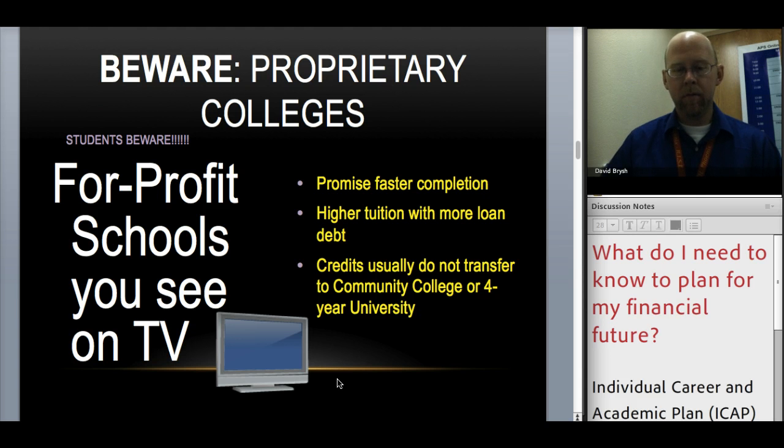You need a certain amount of credits to have a diploma that means something, that's been accredited by an institution. So it doesn't necessarily mean you're going to get done faster. It usually has higher tuition, which means more debt when you get done. And the credits usually do not transfer to community colleges or four-year universities.